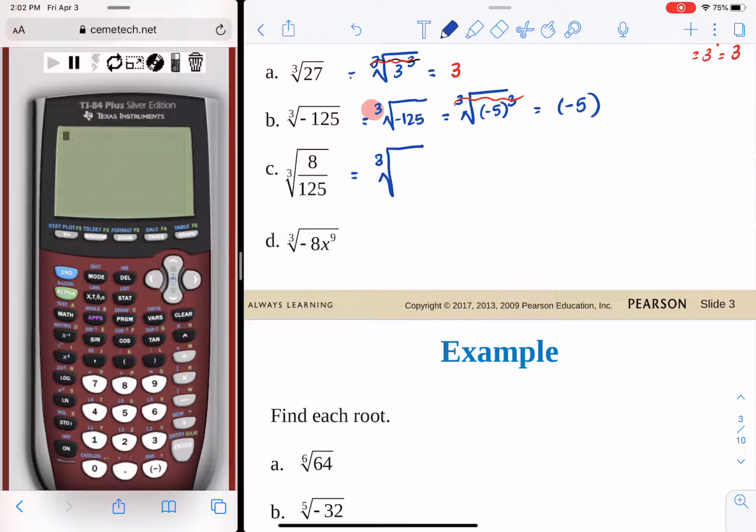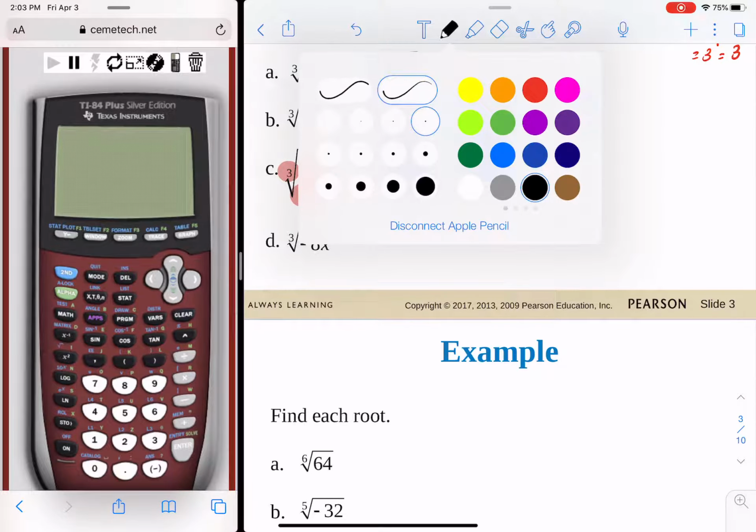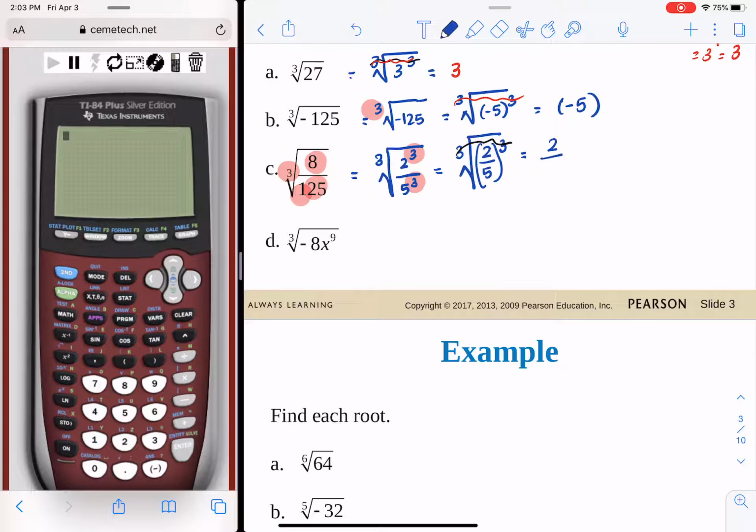In part C, our objective is to write the number inside the radical as a power of 3. Why is that? We are trying to find the cube root. So 8 can be written as 2 cubed, and 125 can be written as 5 cubed. And since the powers are identical, I can combine them and write it as 2 over 5 raised to 3. And now those two sort of go away, leaving us with 2 over 5.